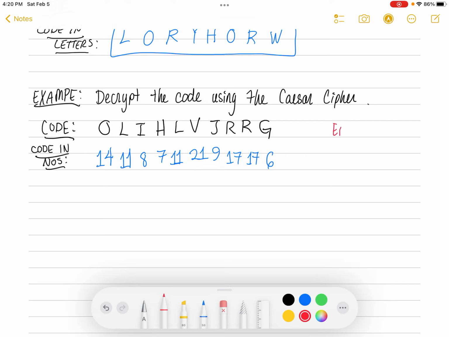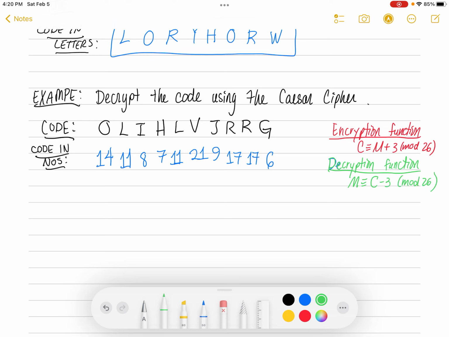Now we want to decrypt. So we need something called the decryption function. So we know the encryption function for the Caesar cipher. What was the encryption function? It was the code is the message plus 3 mod 26. Well, basically we're going to subtract 3 from both sides of that congruence to get the decryption function. When I subtract 3 from both sides, I'm going to get the message is congruent to C minus 3 mod 26. So I'm going to take my code and subtract 3 from my code to get my original message and then mod by 26.